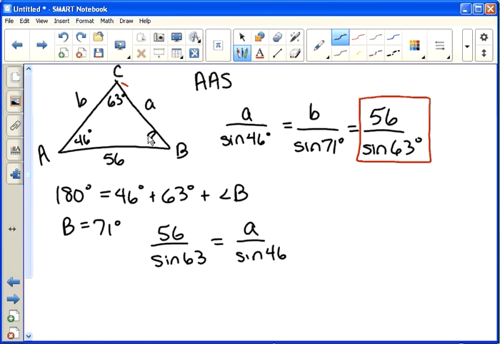From there, it's a simple matter of cross multiplying. So I get 56 times sine of 46 degrees equals A times sine of 63 degrees. And then to get A by itself, I divide by sine of 63 degrees.